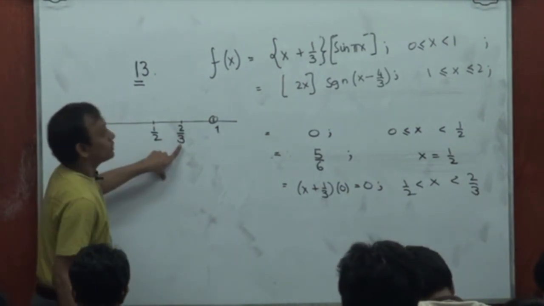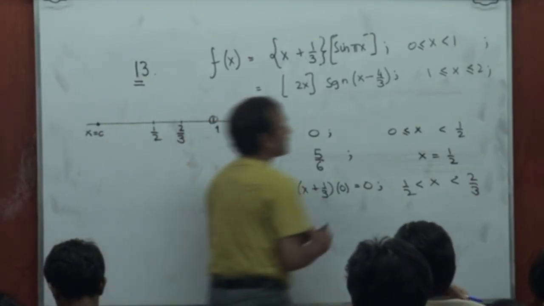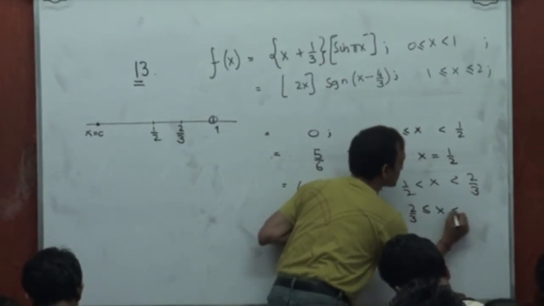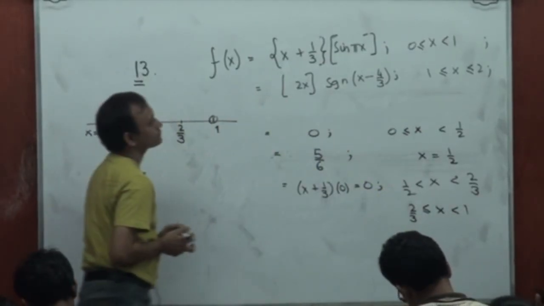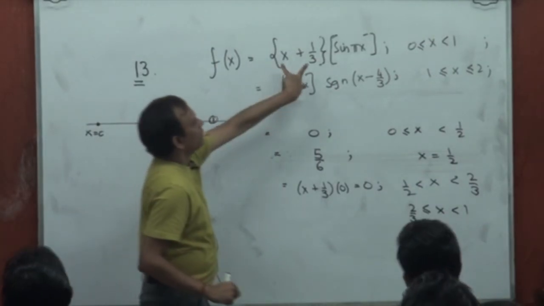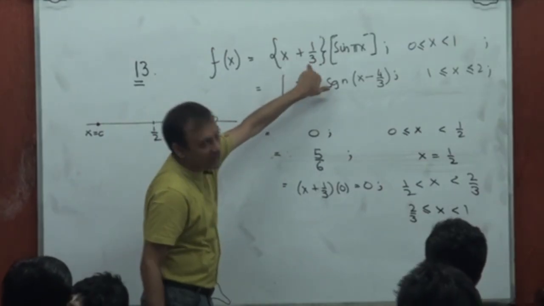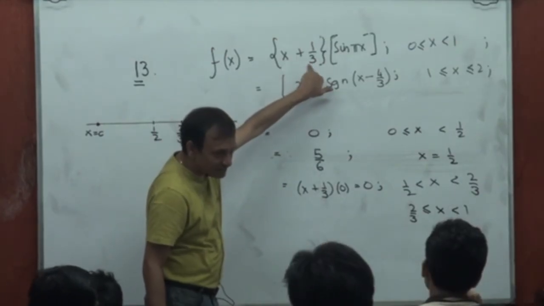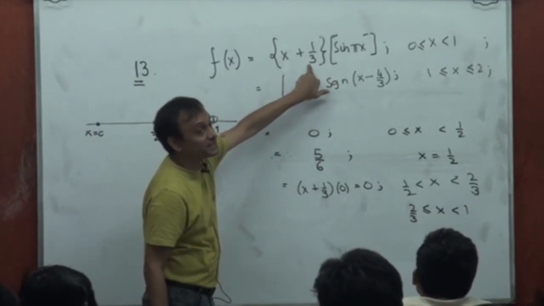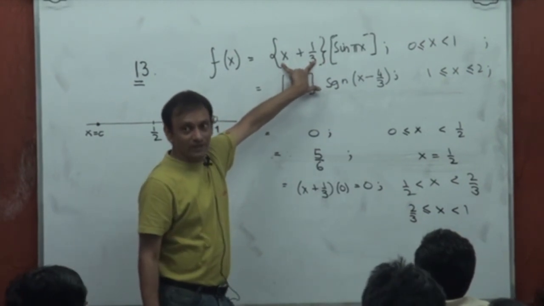And then 2/3 to 1, x greater than or equal to 2/3 but less than 1. Now when x is greater than 2/3, the quantity inside would be greater than 1, right? But it will be less than 4/3. That means this will lie between 1 and 2.